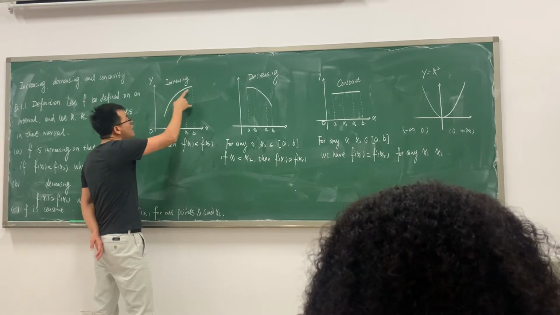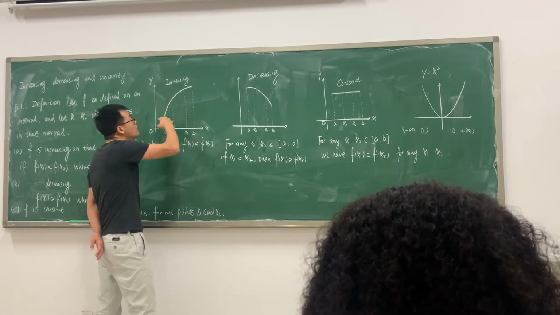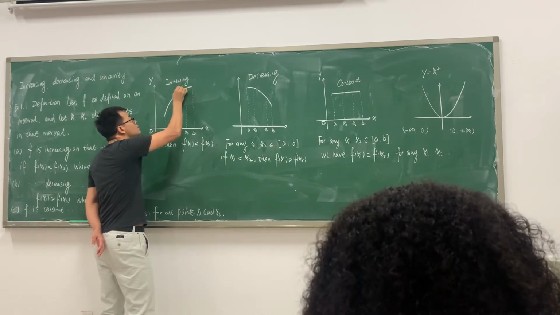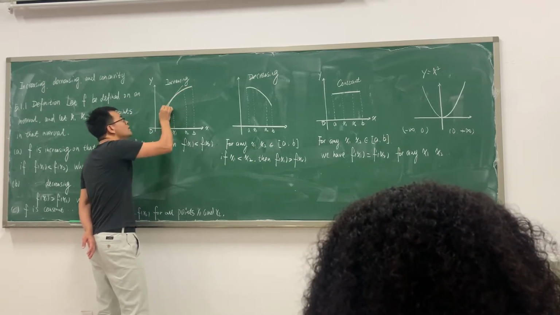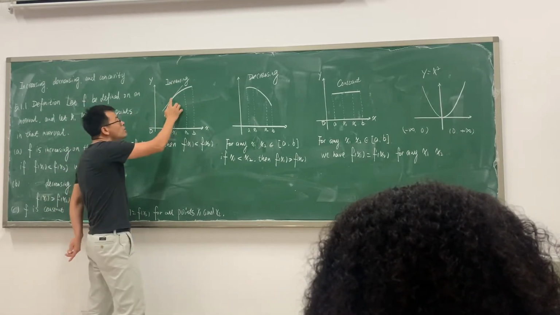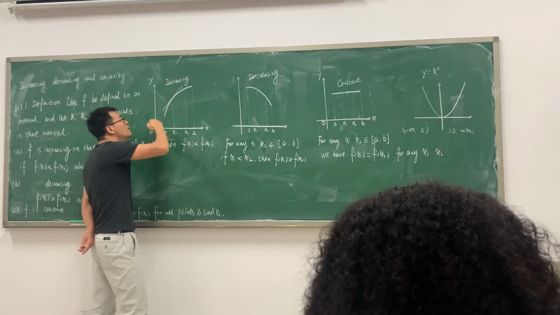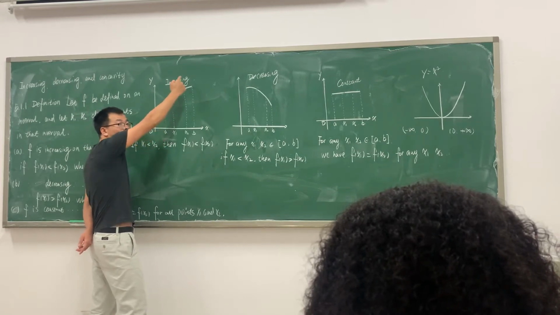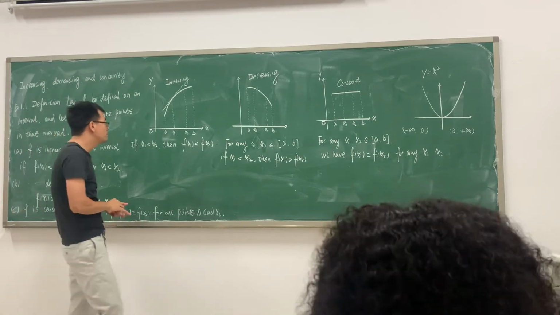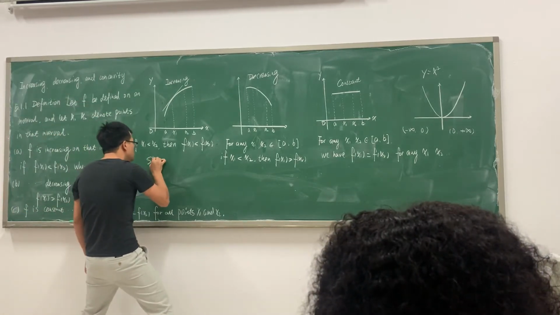The tangent line at any point of this graph, we can see this is the tangent line, yeah? So at this point, we can see this tangent line, the slope is positive. Yeah, the slope is positive.